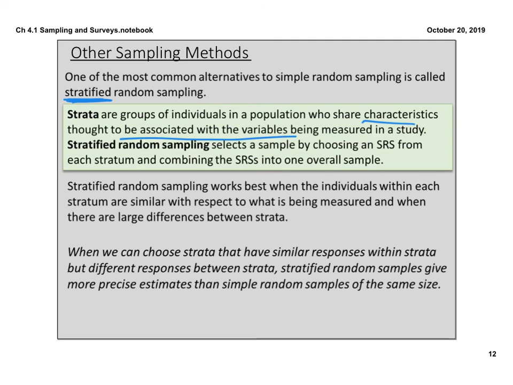Stratified random sampling works best when the individuals within each stratum are similar with respect to what is being measured, and when there are large differences between the strata. So that's kind of what you're looking for. They may all kind of think the same thing within their strata, but they may think differently than another strata group. So we can choose strata that have similar responses within strata, but different responses between strata. Stratified random sampling gives a more precise estimate than simple random sampling.